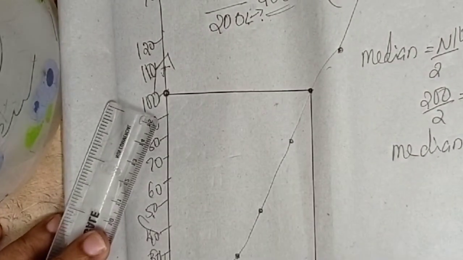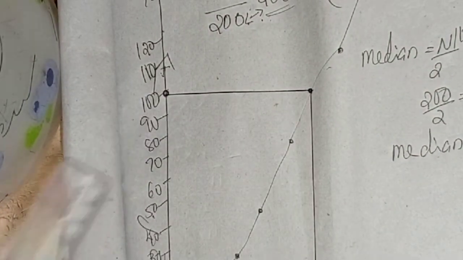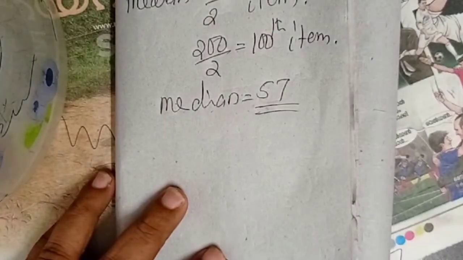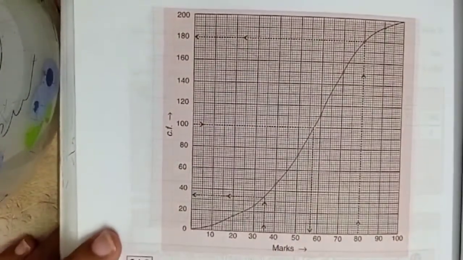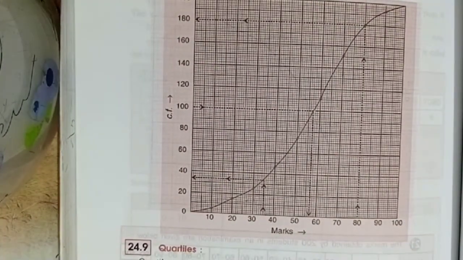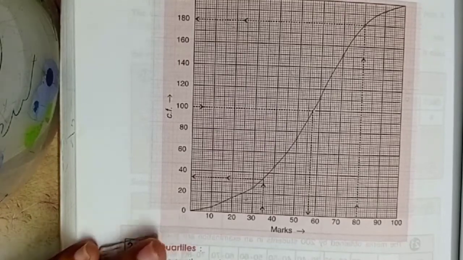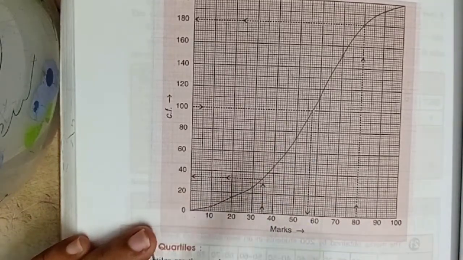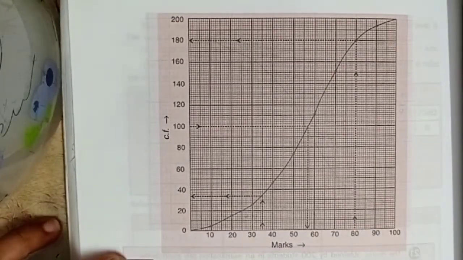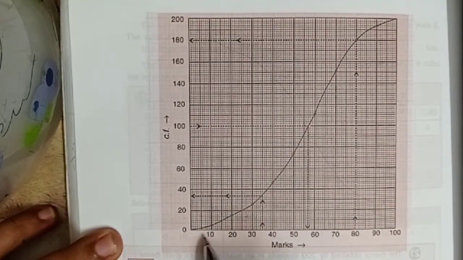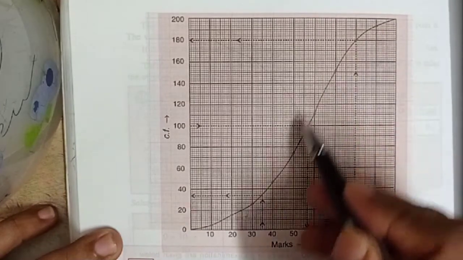Now, what is the next question? Number of students who obtained more than 80%. This is actually the graph. Understand? Now listen. Can you see the graph? This is the plotting. You will get an S curve.